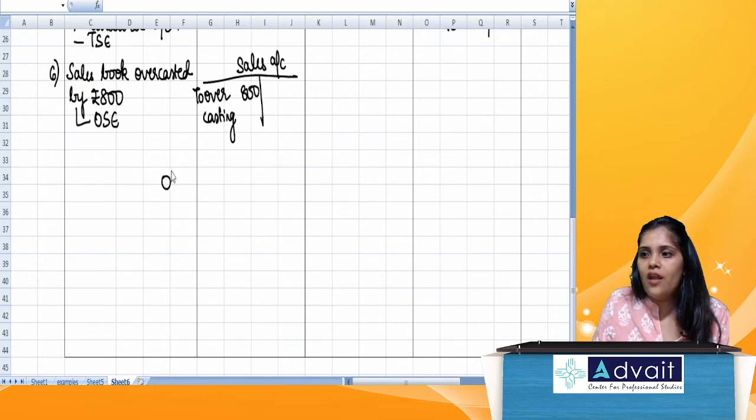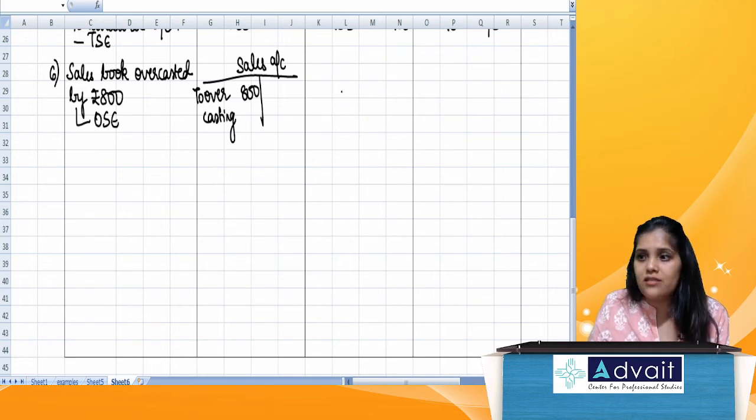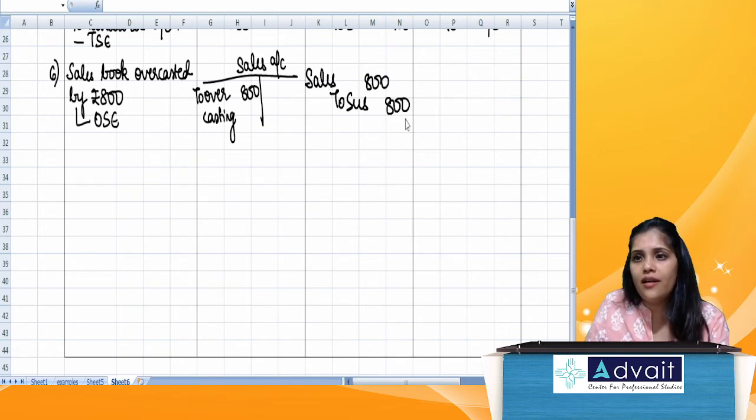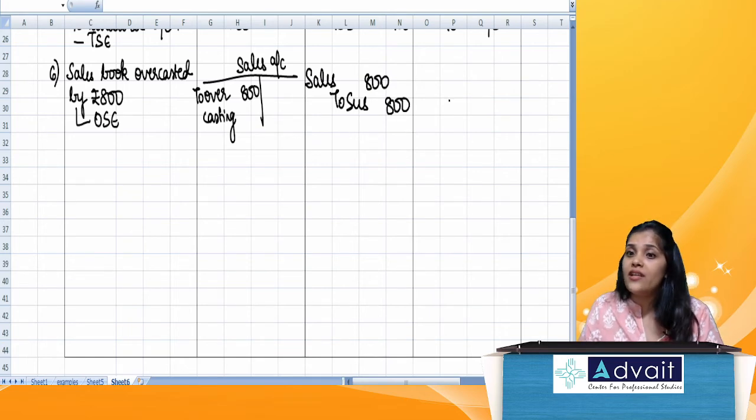Okay. Now, if it is a one-sided error, in your trial balance will there be a suspense account? Yes, very good. So here you have to debit sales. Here also debit sales. So the journal entry will be sales to suspense 800. Clear till here? Okay. And if it is AFA, then what to do?